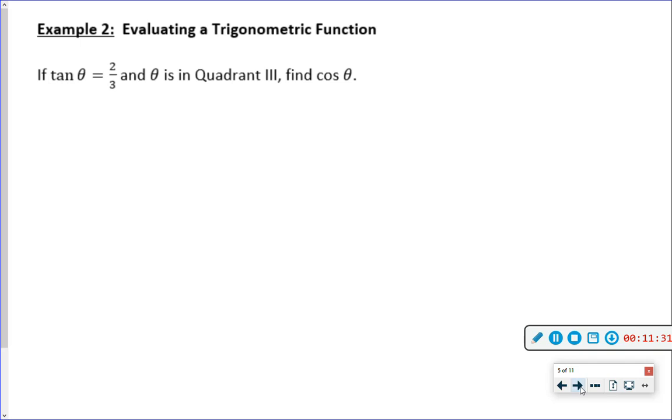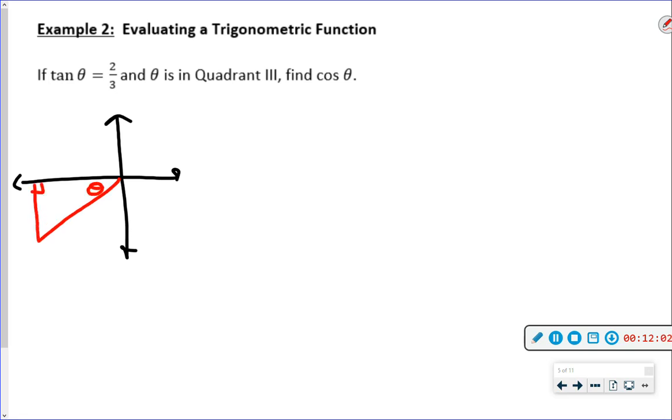I like when they tell you what quadrant you were in. If tan of theta is 2/3 and theta is in quadrant 3, find cos of theta. Okay, all right. Well, let's draw a triangle in quadrant 3 to start with. Just because I know I'm in quadrant 3, I'm going to skew the graph a little bit. I'm just going to draw a big quadrant 3 here, because I really don't care about the rest of them all that much since I'm in 3. I'm going to make my right triangle.